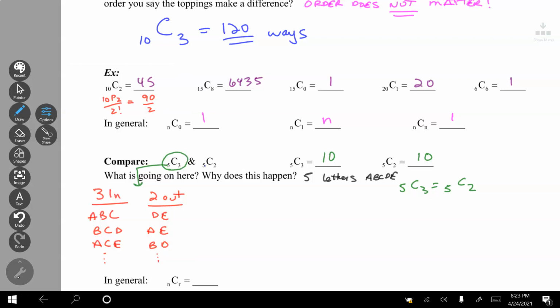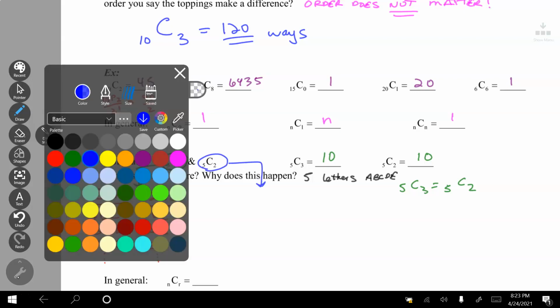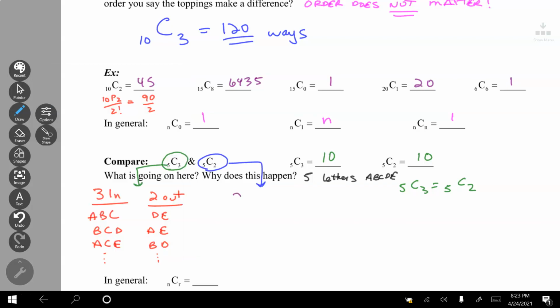5C2, we'll do over here, means I have 2 in and 3 out. And guess what? My 2 in could be the letters D and E, and my letters out could be A, B, C.